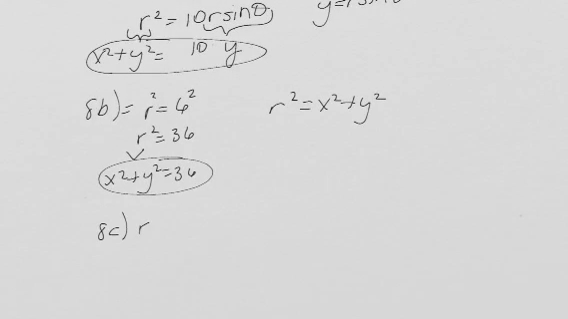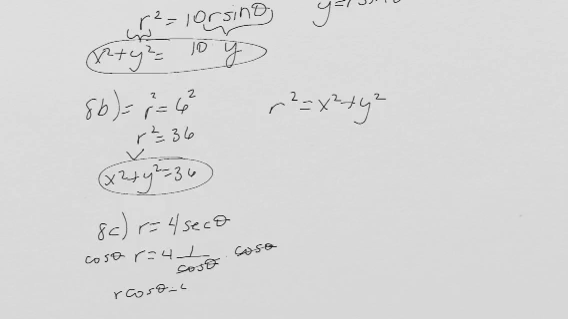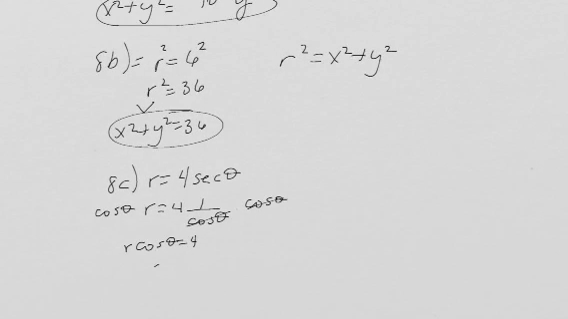I am given the equation r equals 4 secant theta. Well, I know y equals r sine theta, x equals r cosine theta, and r squared equals x squared plus y squared. I don't really have anything with secant in it. So what I'm going to go ahead and do is turn that secant into 1 over cosine theta. And then I can multiply each side by cosine theta to get rid of my denominator. And I get r cosine theta equals 4. Well, r cosine theta is equal to x, so x equals 4 is my final equation.